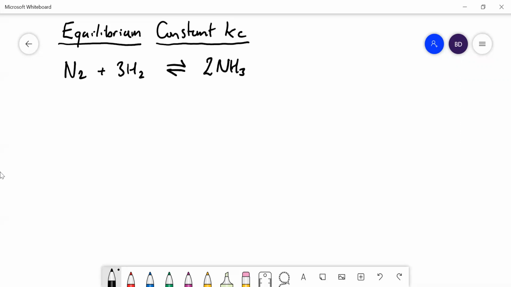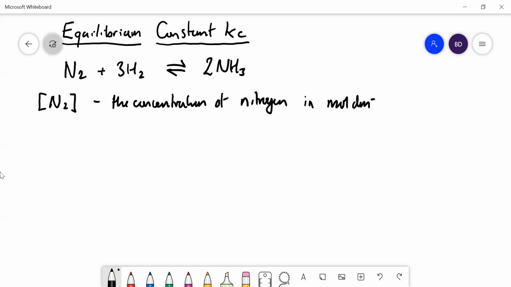Now, if you look at the concentrations, first of all, I should say, if you have something in square brackets in chemistry, it's an abbreviation for the concentration of nitrogen, or whatever you have in the square brackets. That's the convention. It's the concentration in moles per decimeter cubed.